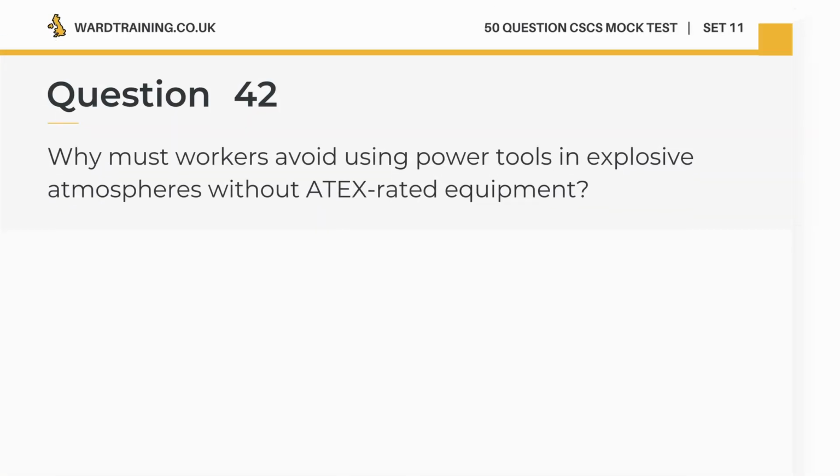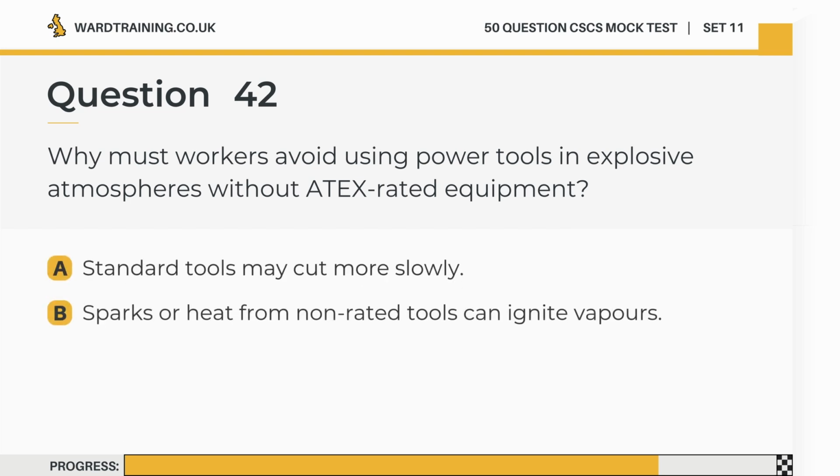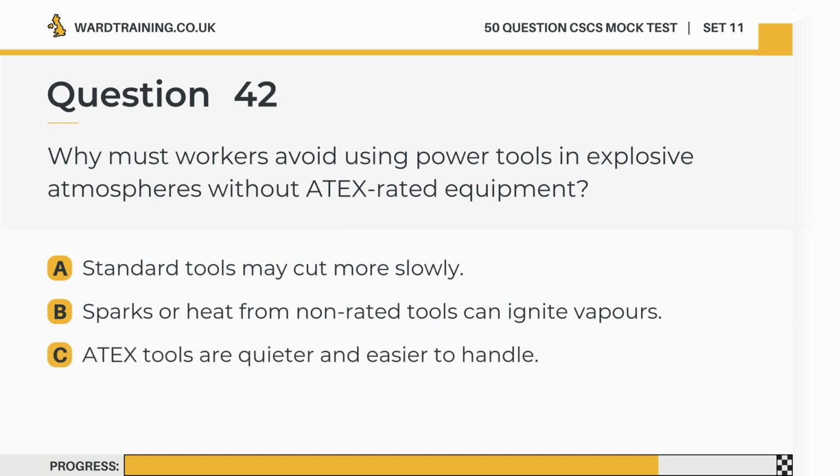Question 42. Why must workers avoid using power tools in explosive atmospheres without ATEX rated equipment? A. Standard tools may cut more slowly. B. Sparks or heat from non-rated tools can ignite vapors. C. ATEX tools are quieter and easier to handle. D. It can cause the RCD to trip repeatedly.